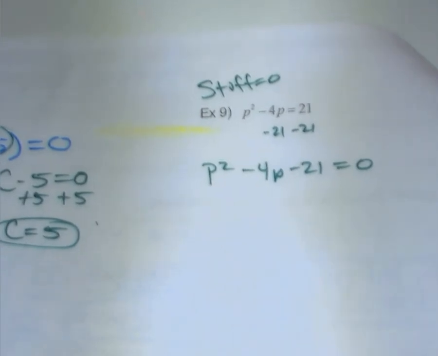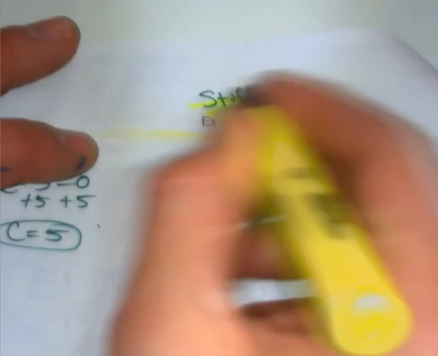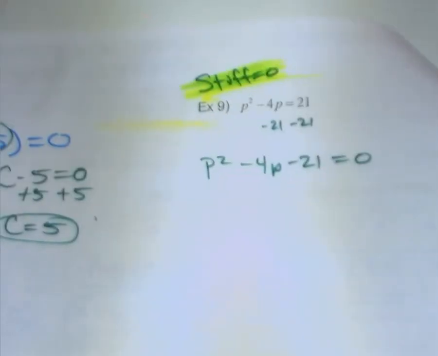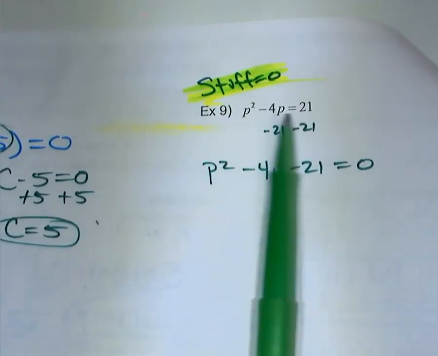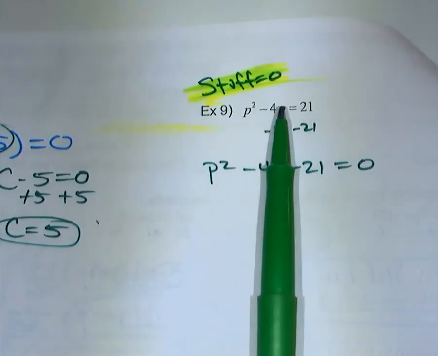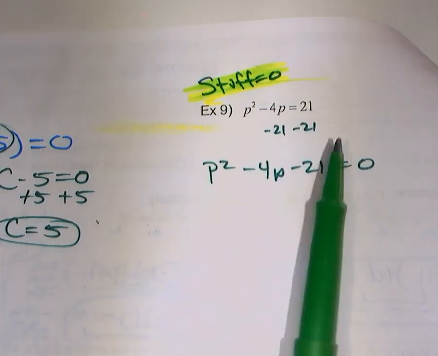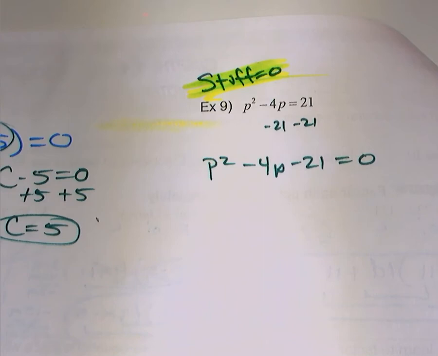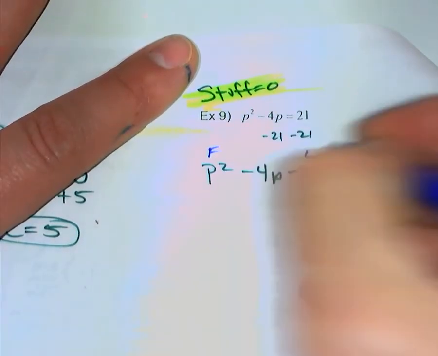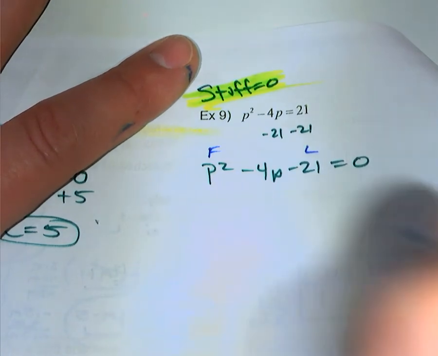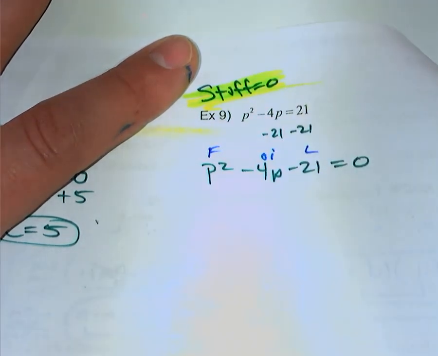Always want your stuff equal to 0. Always, always, always if you're going to factor. Common mistake is people will see this and they'll try to take out a P right away. Can't do that. Doesn't work. You want to get your stuff equal to 0 so we can factor. All right, teach me how to factor. F, L, check your OI. That's your OI term.